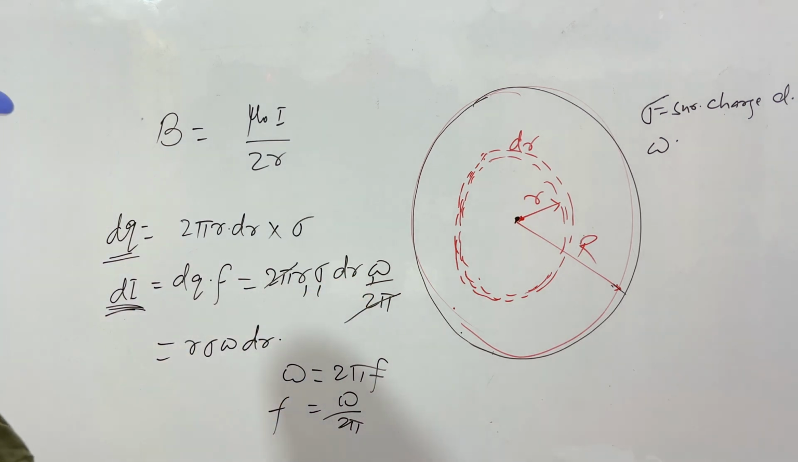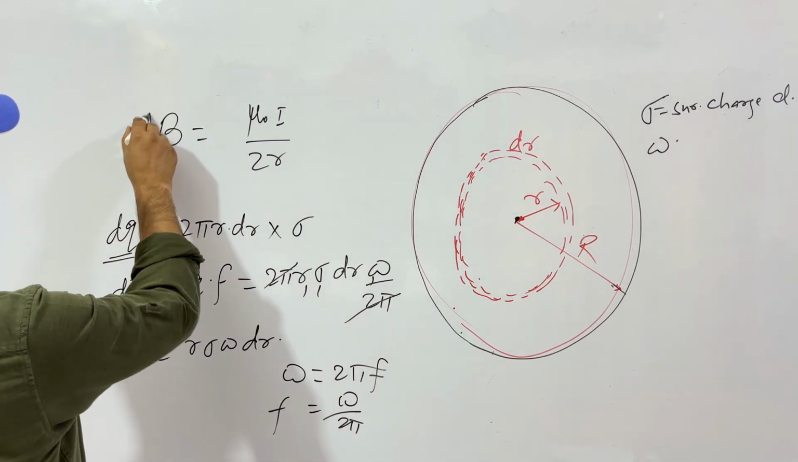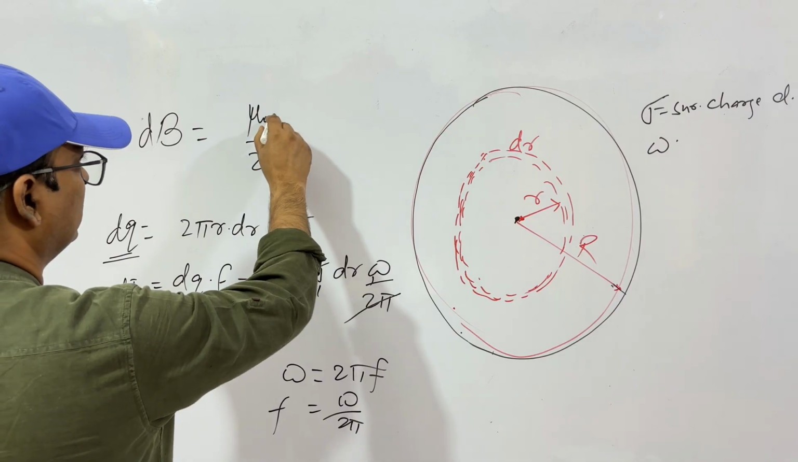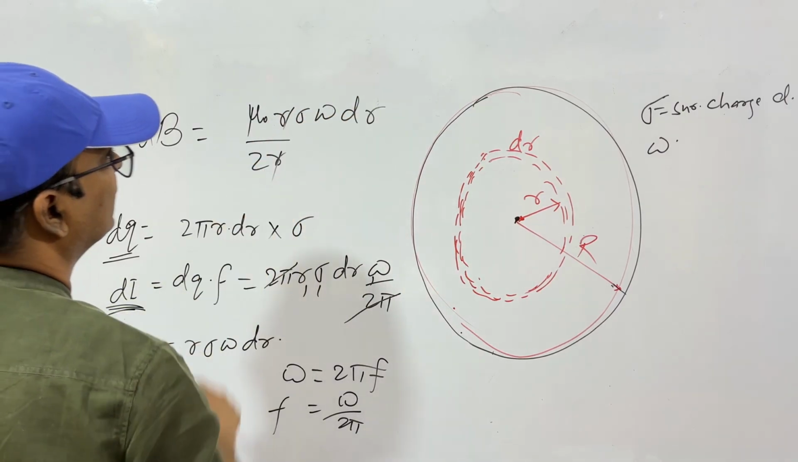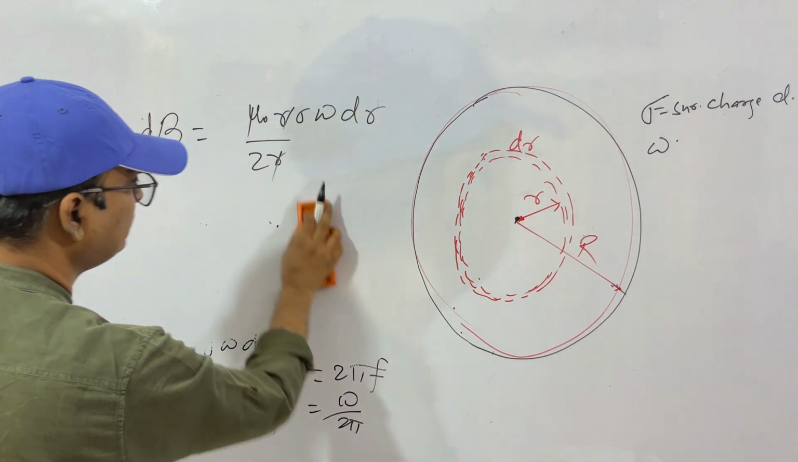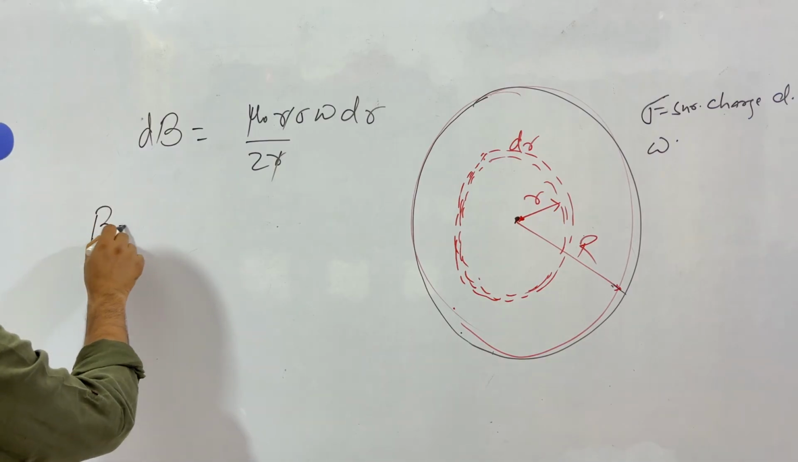So we have this current. Let's say our dB is mu 0 dI by 2r, which is mu 0 r sigma omega dr by 2r. So r cancels. So this is dB. Now, what will be the net magnetic field?